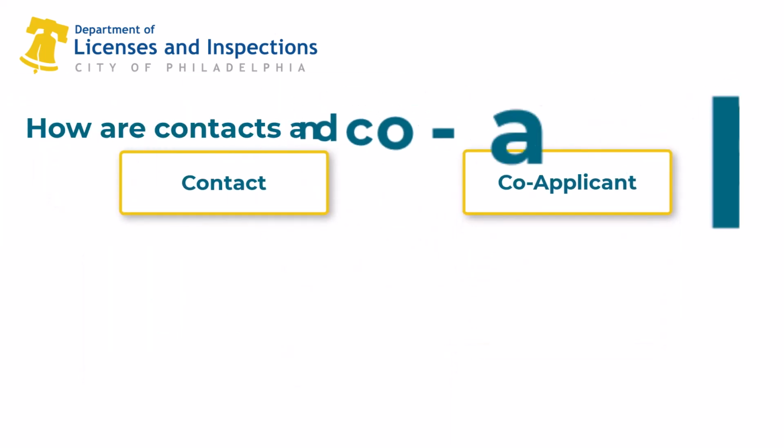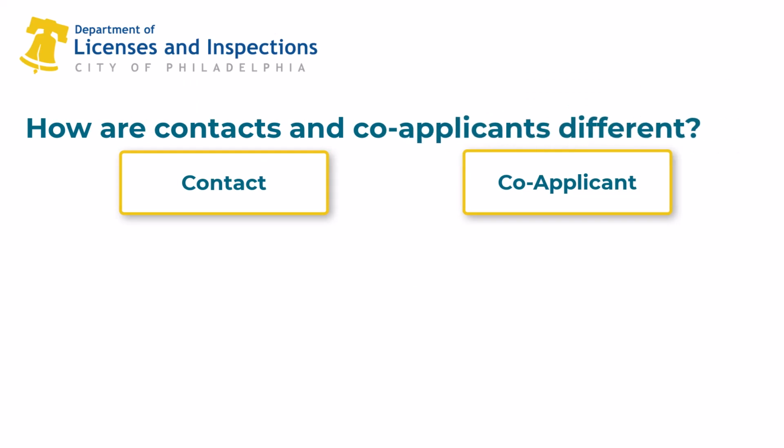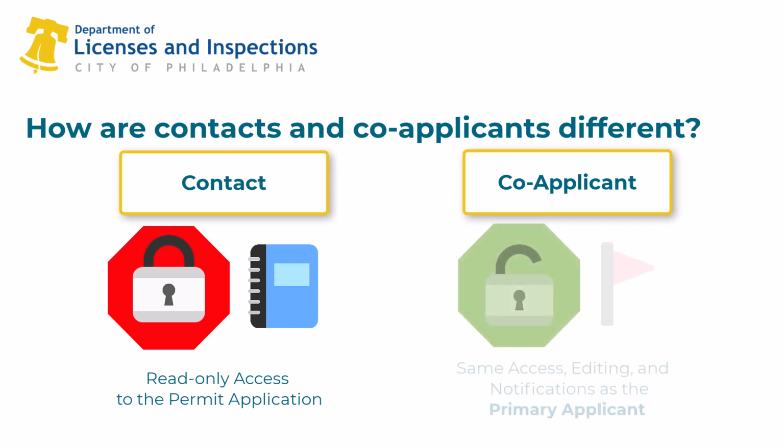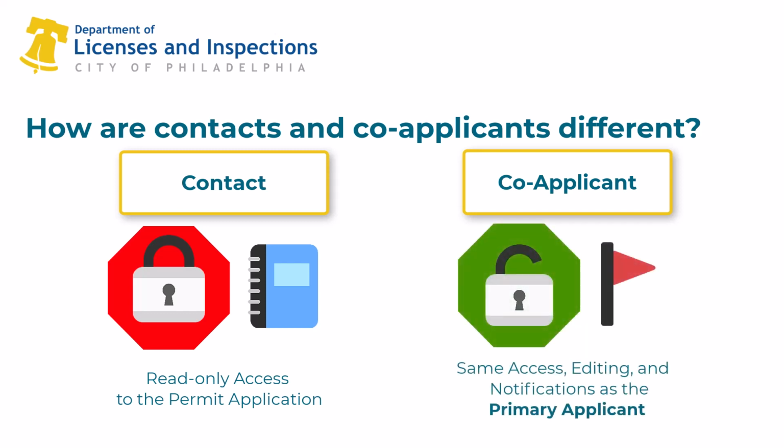A contact has read-only access and cannot make changes. A co-applicant has the same level of access and notifications as the primary applicant, and is able to make changes in eCLIPSE.